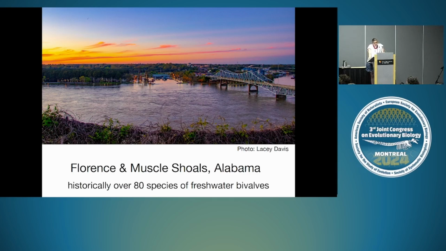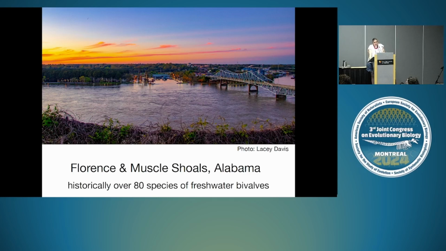It's right across from Muscle Shoals, and Muscle Shoals is known for two things. One is a recording studio where giants like the Rolling Stones used to come in to record records. The other thing is that it's a hot spot of species diversity for freshwater unionid mussels. Historically, over 80 different species of freshwater mussels were found in this one stretch of river, which is more biological diversity than any other place on Earth.